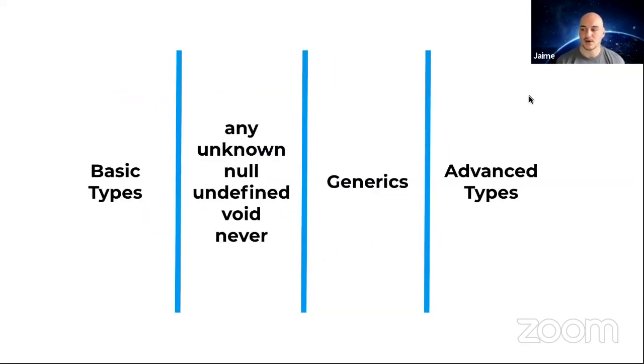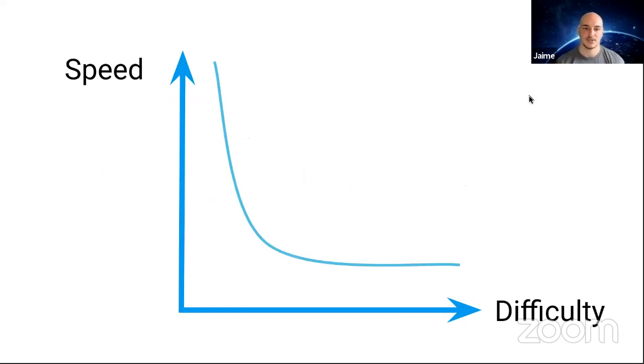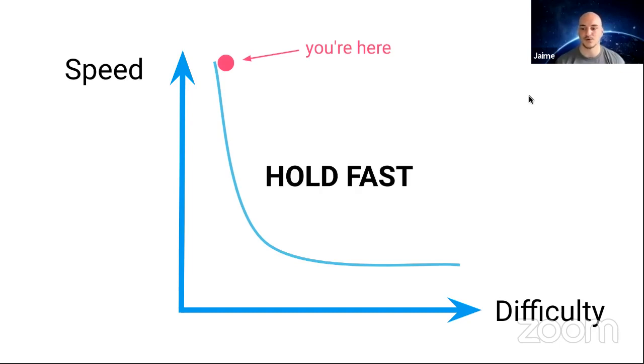We're going to go now quickly through all these. This is the type landscape of TypeScript. We're going to go through basic types, any, unknown, null, undefined, void, never, generics, and advanced types. These sort of things. And we're going to use all these to illustrate the deep characteristics of the type system. The beginning may be a little bit basic if you're experienced with TypeScript. So we're going to go super fast in the beginning and then slower towards the end.